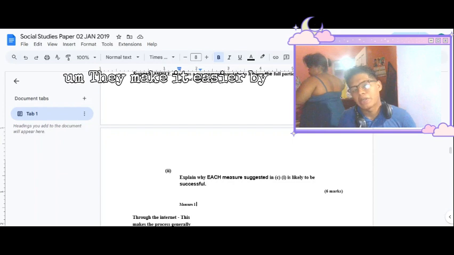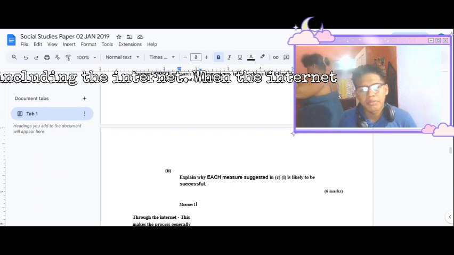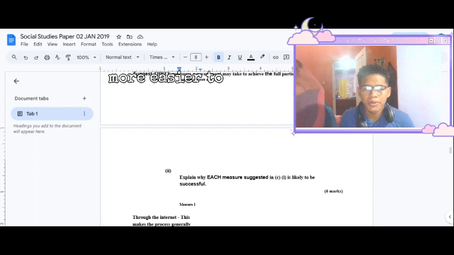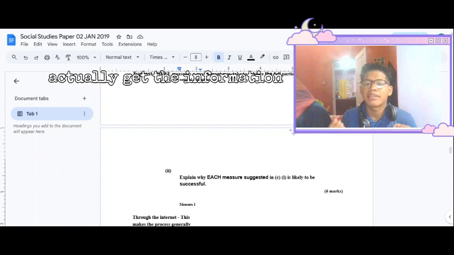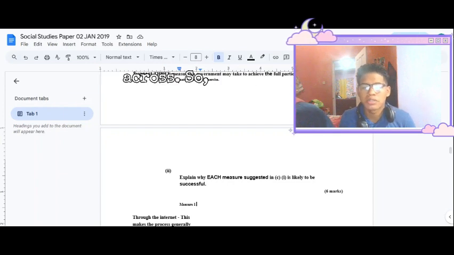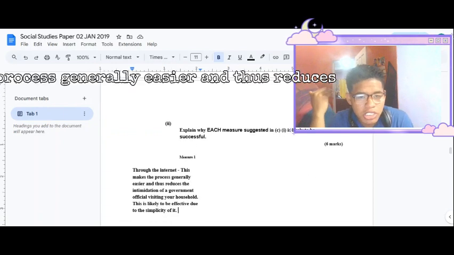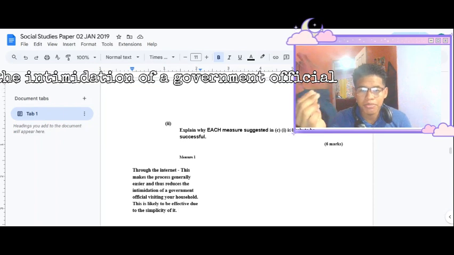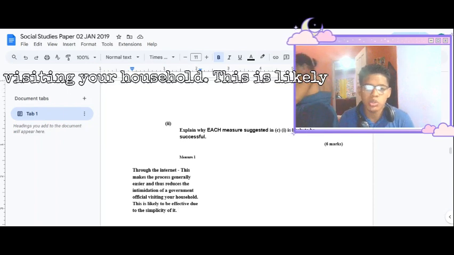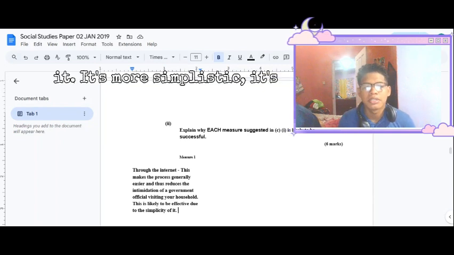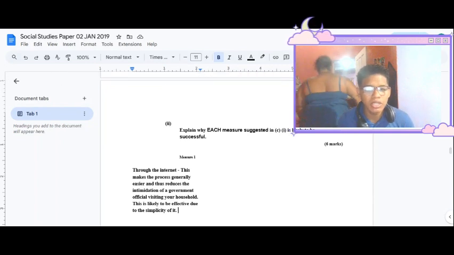They make it easier by including the internet. When the internet is in place now, it is more simplistic, more easier to actually get the information across. So through the internet, this makes the process generally easier and thus reduces the intimidation of a government official visiting your household. This is likely to be effective due to the simplicity of it. It's more simplistic, it's easy to do.